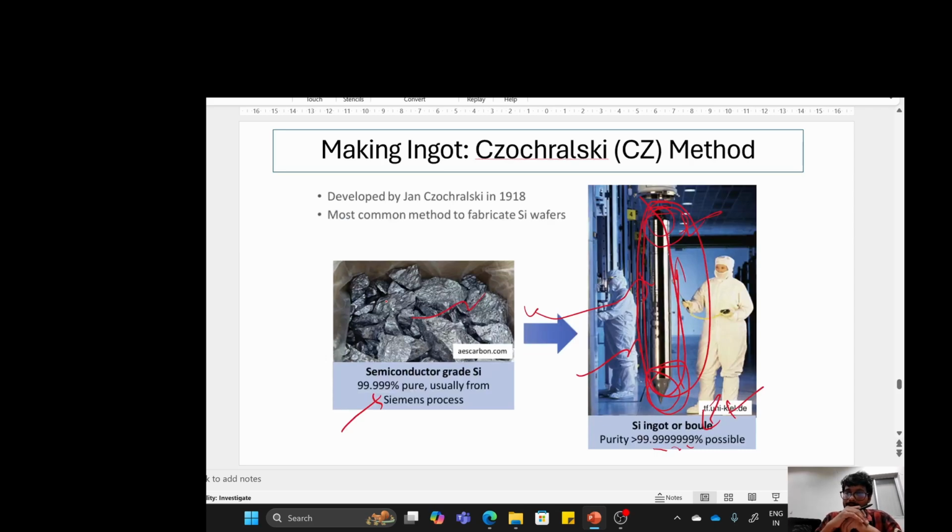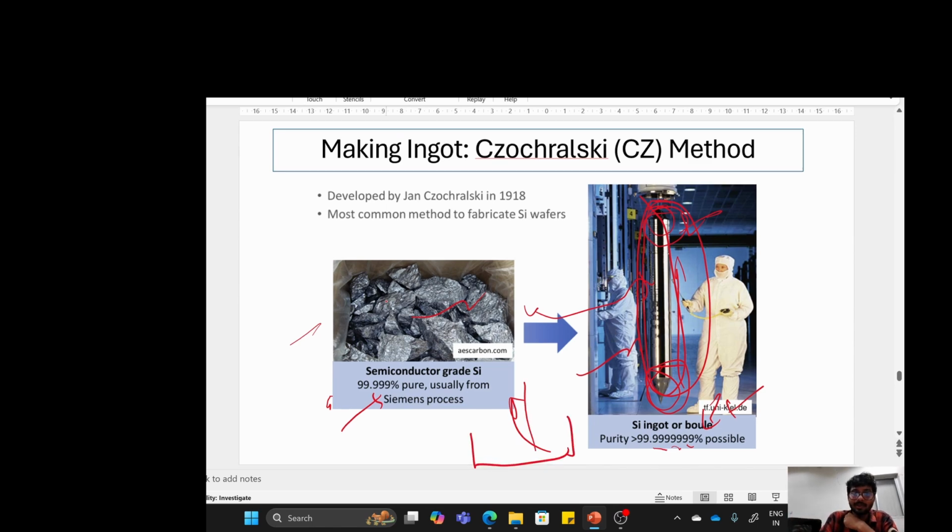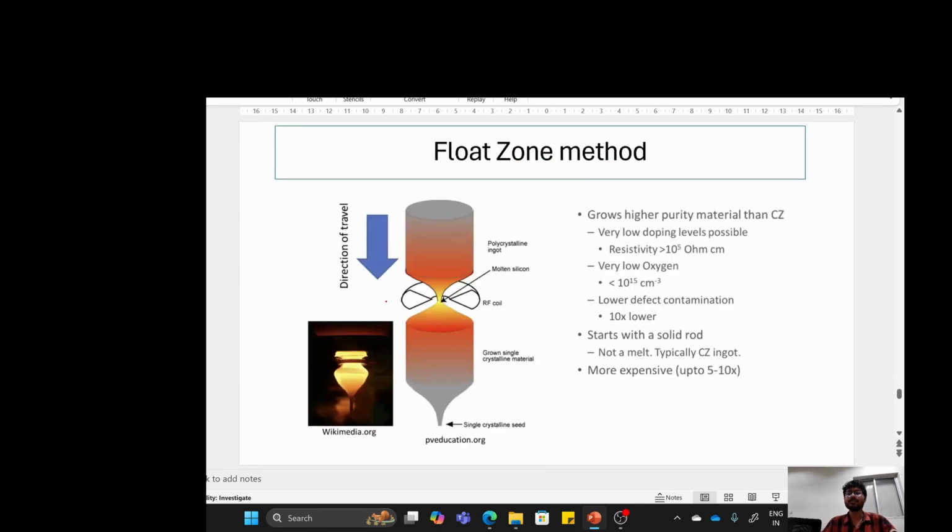So making the ingot from the crystal by the Czochralski method: you feed the polysilicon in a high temperature furnace, and this is a melt. Then you put a seed and you slowly take that out, and you form the ingot in that case, and then it is sliced to get the wafers.